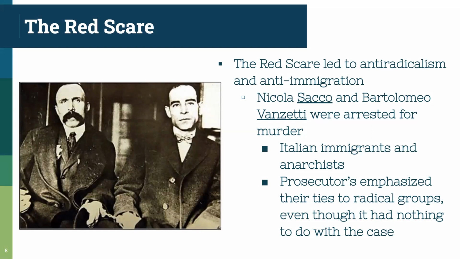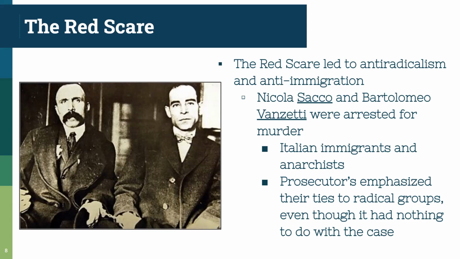And along with this Red Scare, the fear of communism, it coupled with a fear of radicalism, that people would radically want to change our government, and a fear of immigrants. And so one famous example of this is the court case of the century, because that's what it was described as, of Sacco and Vanzetti, two immigrants who were arrested for murder. They were both Italian immigrants, and they happened to be anarchists.